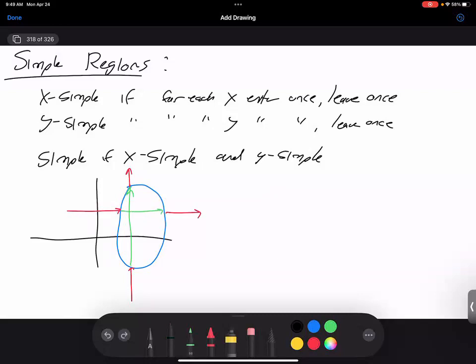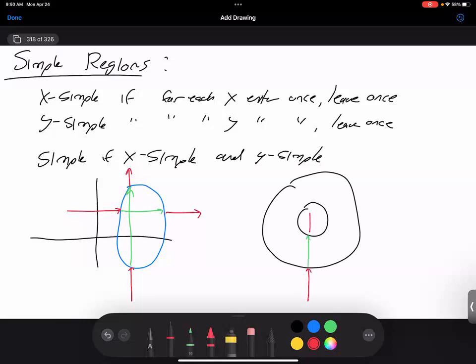If I give you a donut, or a really bad donut, it is neither X simple nor Y simple because I come in, I stay in the region, I leave the region, then I come back to the region, and then I leave the region. So this is not simple.